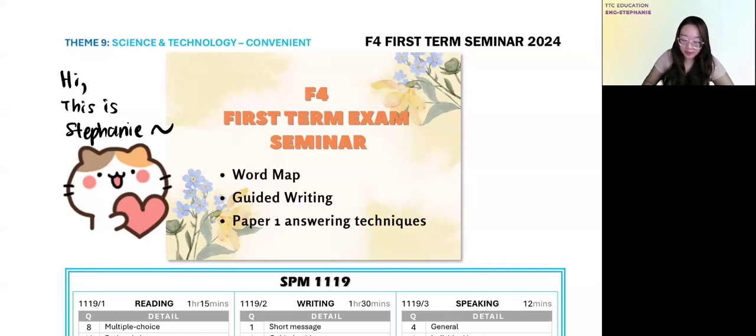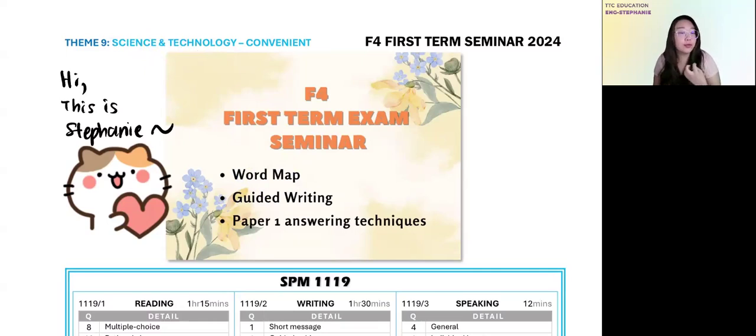Before everything else, let me quickly tell you the agenda of the day and bring you through the overview for SPM. Today we will be mainly focused on three parts. One is our word map, which, as I mentioned earlier, is a series of words related to the topic of science and technology.